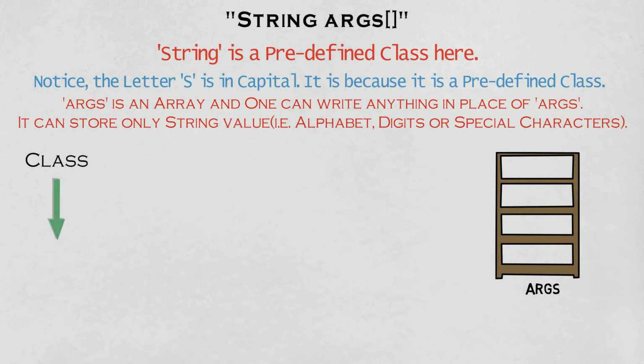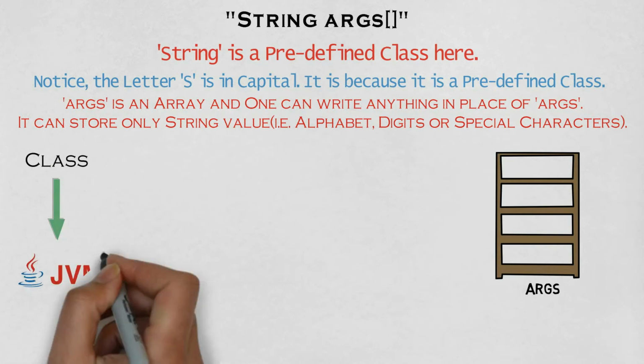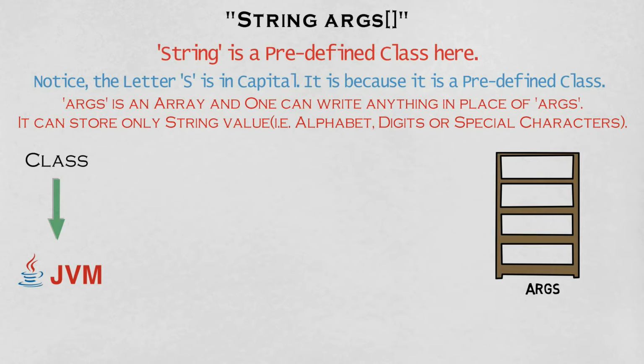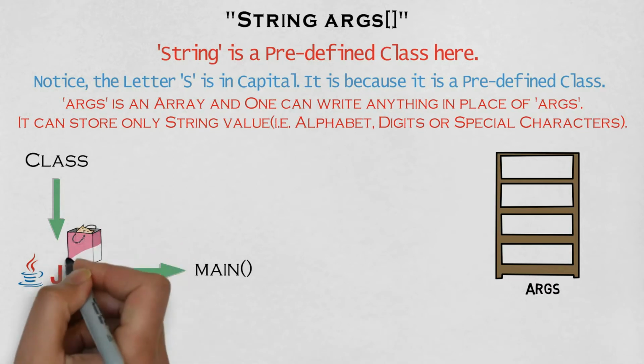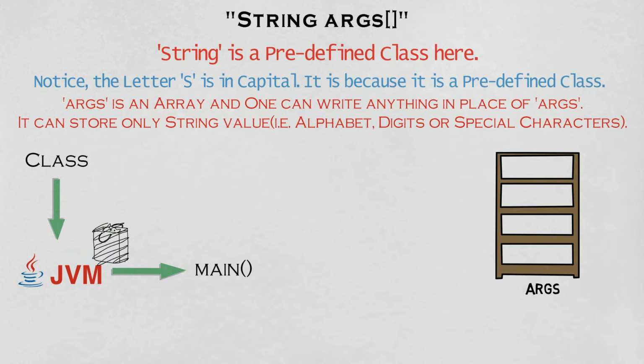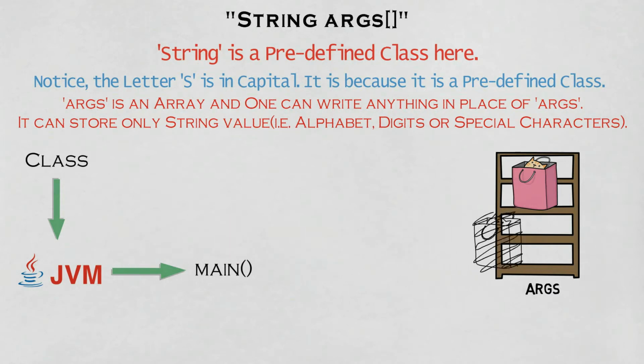Now you may ask, why is the String args array even required for the main method? You have to understand, when your class calls the JVM and JVM calls the main method, now if JVM needs to transfer any argument to main, where will the main method store those arguments? Obviously in the array called args. JVM can pass multiple arguments which the main method then stores in the args array.